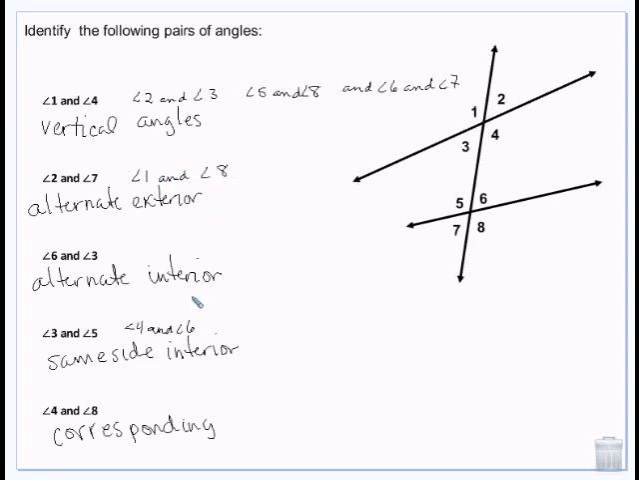Alternate interior, I've got 6 and 3. What's the other pair? 4 and 5. Same side interior, I've got 4 and 6. The other pair is 3 and 5. Okay. Corresponding. 3 and 7.